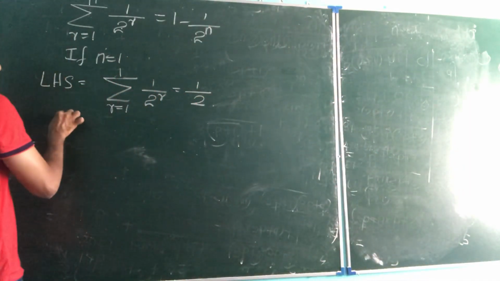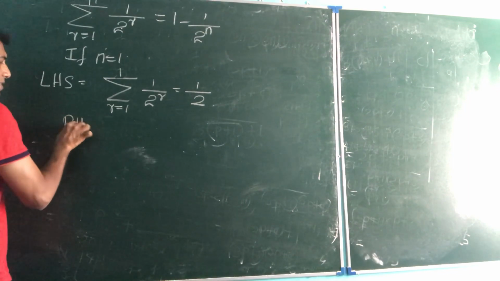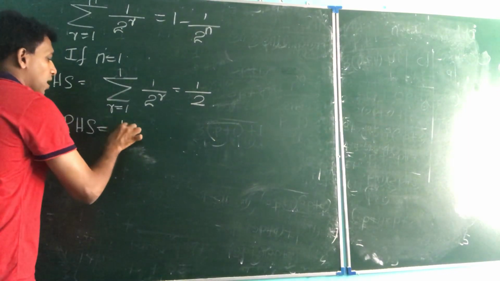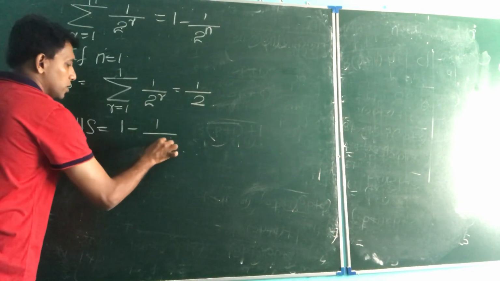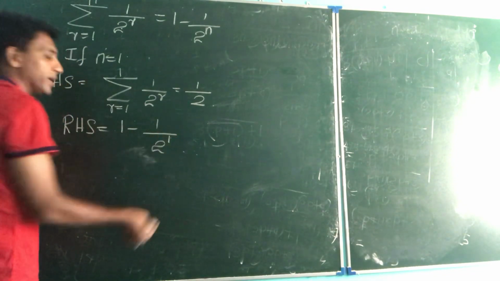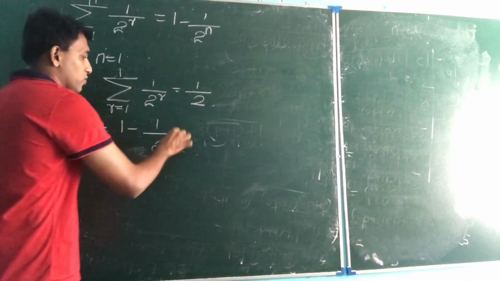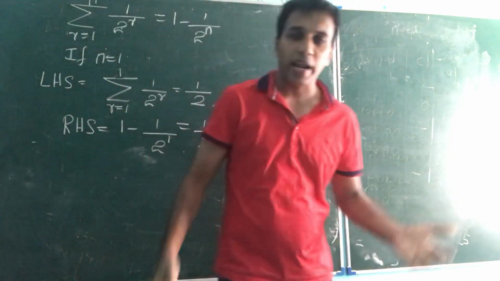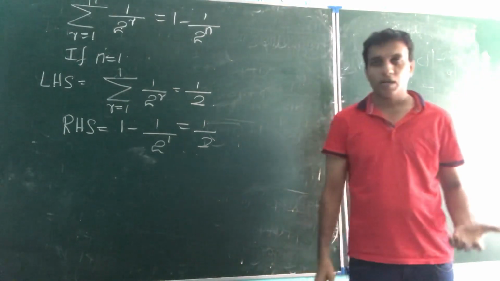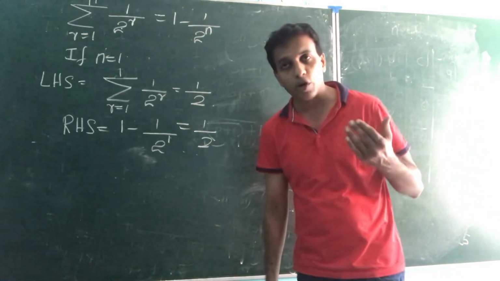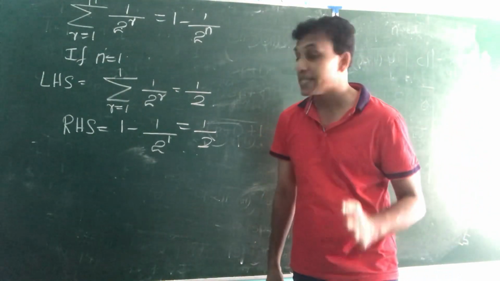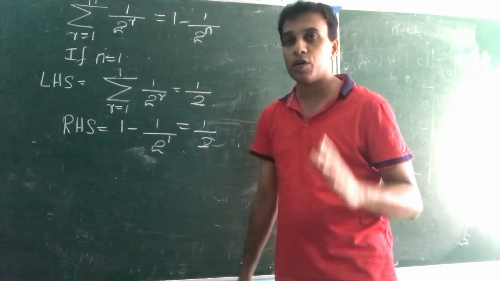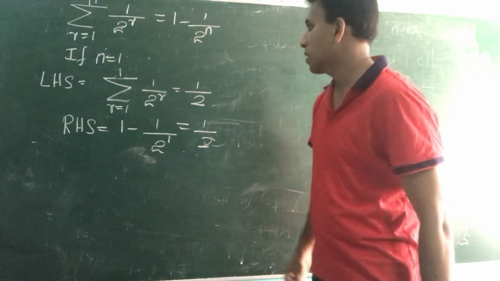Next we find RHS, the right hand side. The other side is 1 minus 1 over 2 to the power 1. That is 2, so what is 1 minus half? Therefore LHS equals RHS. Therefore the given statement is true for n equal 1.